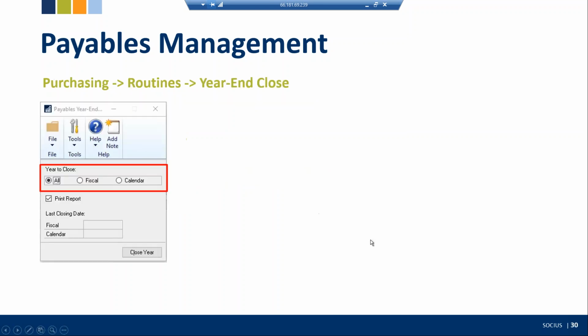So this probably looks somewhat familiar, although the page lands a little differently, which means the payables developers and the receivables developers weren't quite in sync. All you have to do is select the appropriate year, whether you want to print a report, the system shows you the last time we've closed, and then you simply click close year, and that will allow you to close the year. You can get to that using the purchasing, routines, year-end close process.